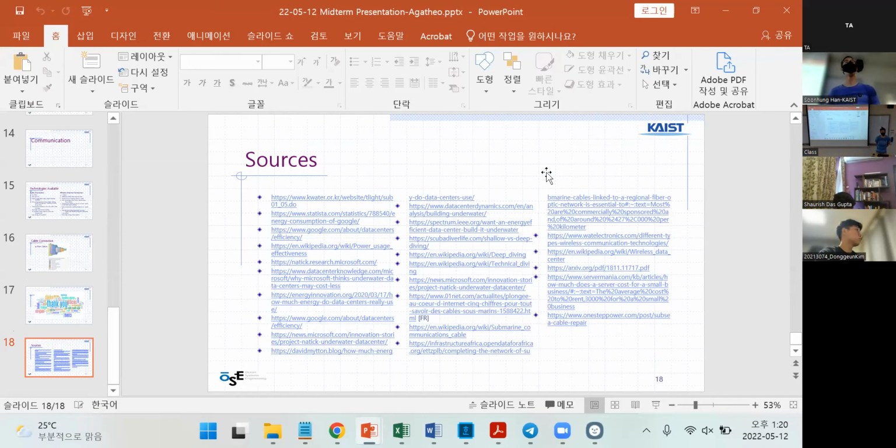Okay, how do you calculate the maintenance cost compared between a land data center and an underwater data center, and the two types of underwater center? We haven't calculated maintenance cost for that. So, please share your opinion.